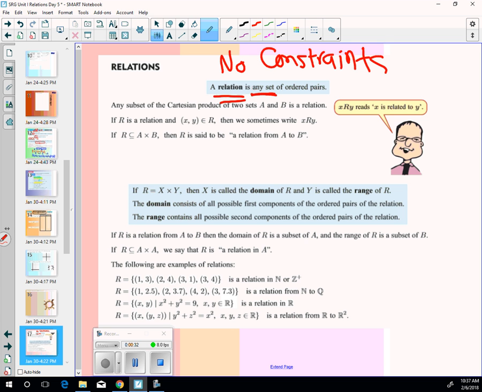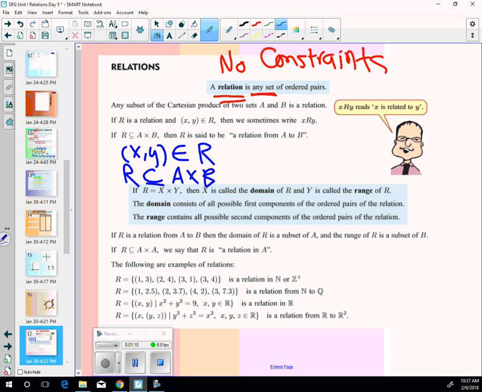A couple things, though, that I think are nice to know are the notation. You would write (x, y) is an element of R. Now, R is not the real numbers this time. This is the relation, whatever the relation is. And then they had R is a subset of or equal to A cross B. That was another one. Any pairs.